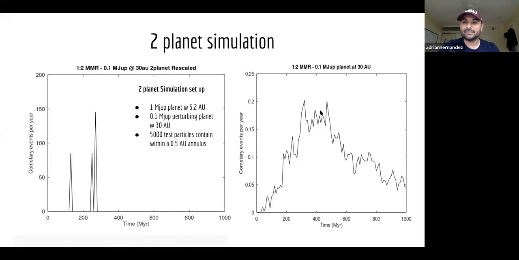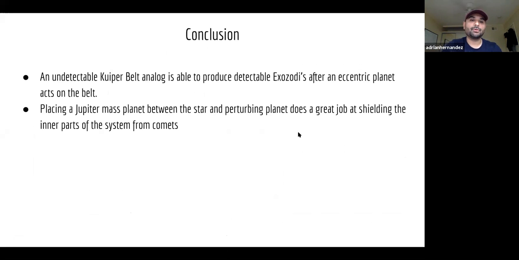And these two are the same simulations set next to each other, except this has an extra planet in between the perturbing planet, and this one is just that one perturbing planet here. And so what we showed was that when you have a very small undetectable Kuiper belt analog, we're able to produce exozodies after the eccentric planet began to act on the belt. And also if you place a Jupiter mass planet in between the sun and the perturbing star, it does a very good job at shielding the inner parts from comets.